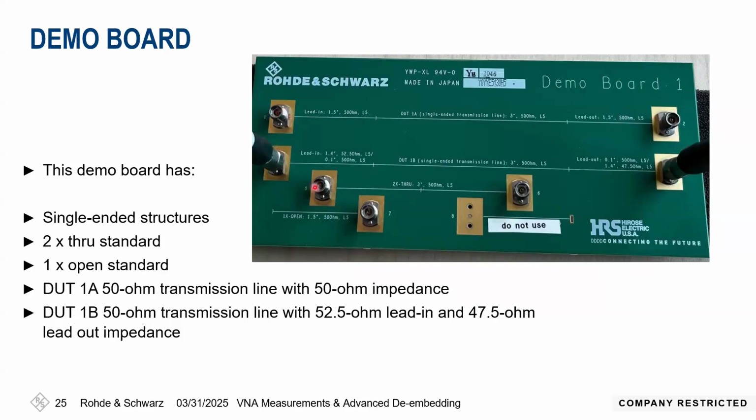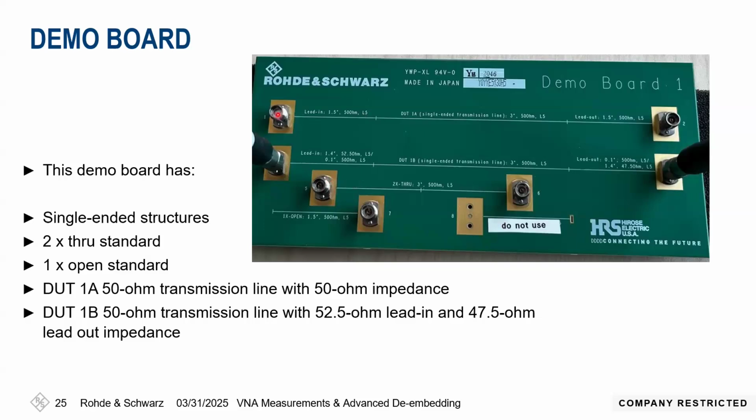And over here you can see this is the 2x-thru coupon I have. Over here, I have the 1x-open as well. The short is not populated, so we will not be using it. I will only be using the 2x-thru coupon.